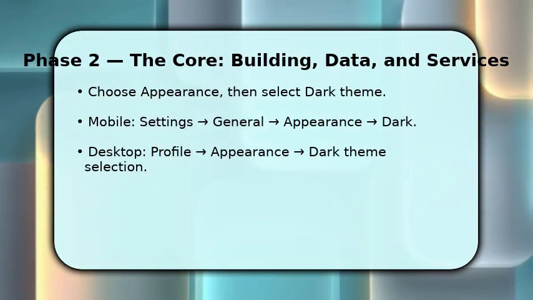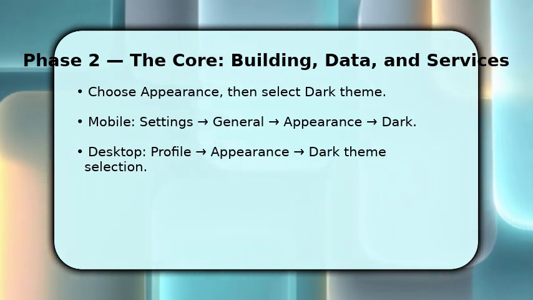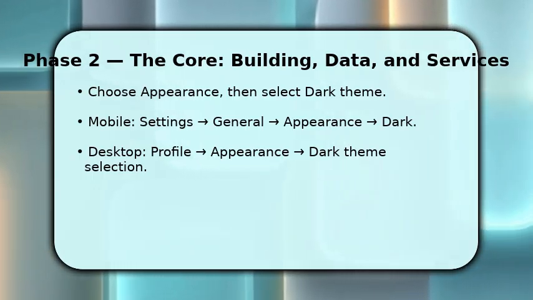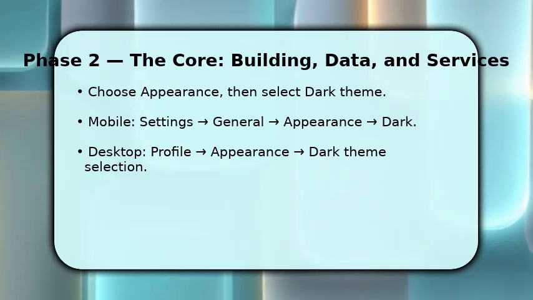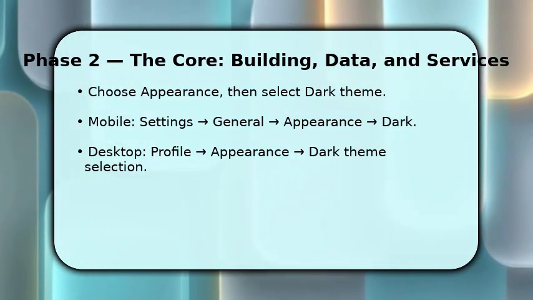Now you make the change. Select Appearance, then pick Dark Theme. On desktop, click Profile, right arrow Appearance, right arrow Dark Theme, and confirm. The page switches immediately so you see the effect. On mobile, go to Settings, right arrow General, right arrow Appearance, then choose Dark.